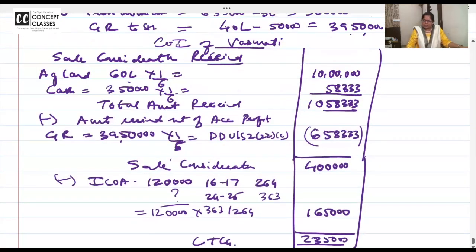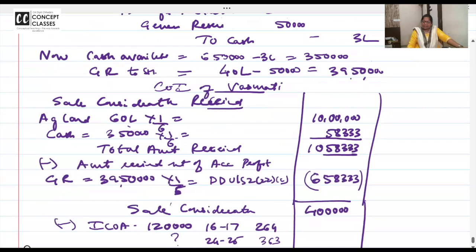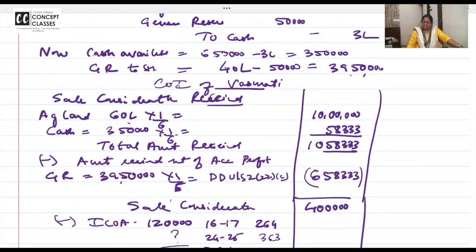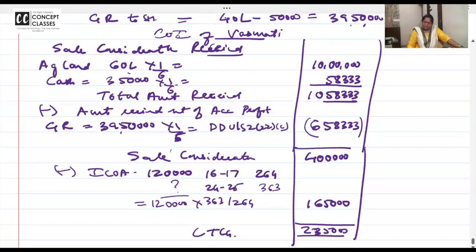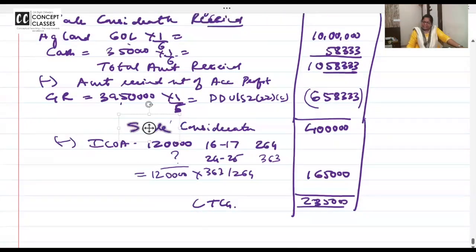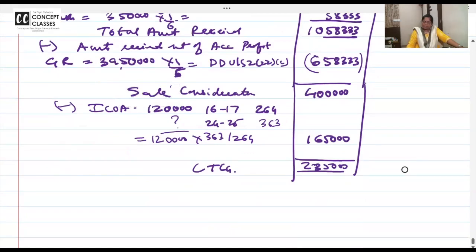Is everyone clear? Vasumati has sold the shares. Against that she got from the company 1/6 of land and 1/6 of the cash. See cash, that's why I made it this way. Out of that, whatever she got for accumulated profit, remove it, and the remaining sale consideration will come: 4 lakh. And what was the indexed cost? So this is long-term capital gain.